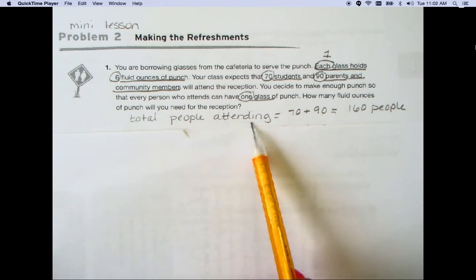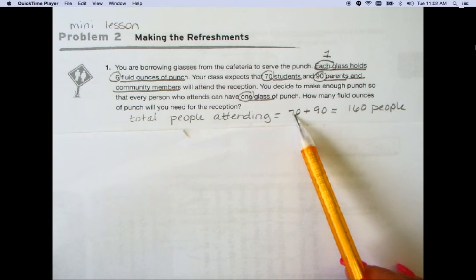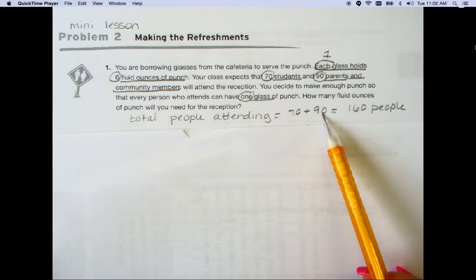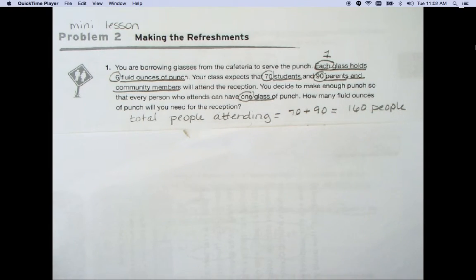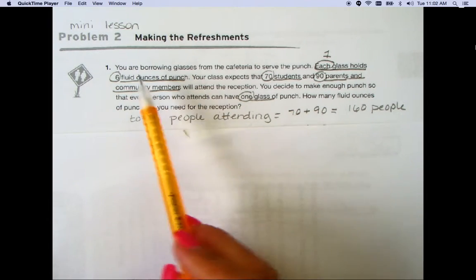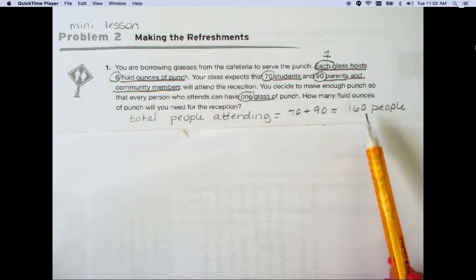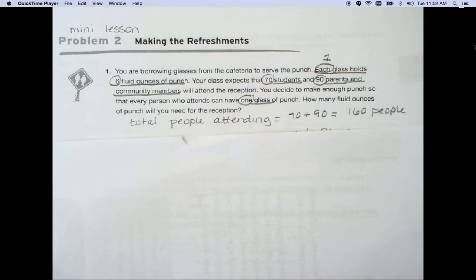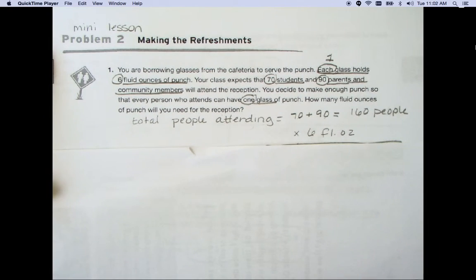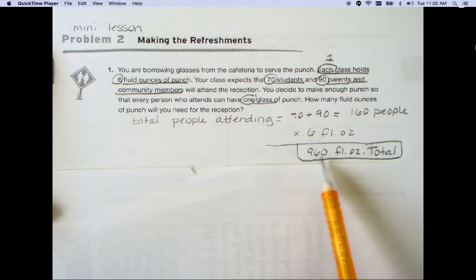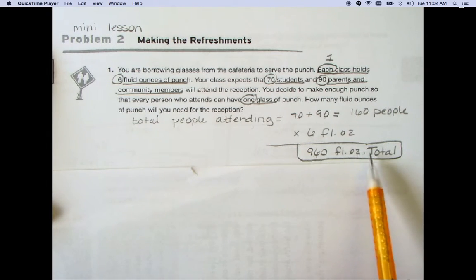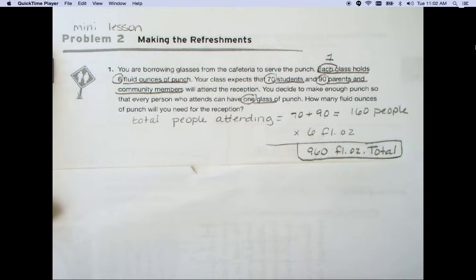I first need to know how many total people are attending. There were 70 students, 90 parents and community members. That's 160 people. Each person gets 1 glass. Each glass holds 6 fluid ounces. So if I take 160, multiply it by 6 fluid ounces, I need a total of 960 fluid ounces. We're going to be coming back to this number multiple times.